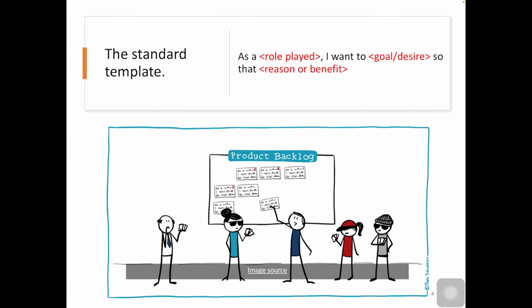So this is the standard template for user stories. What is the role played? I want to, what is the goal or desire? So that, the reason or benefit. So this is the standard template that is usually used for user stories. In this figure, this is an example of different users writing their user stories. Different users might need different requirements in the system, so they will write it as per what they want.